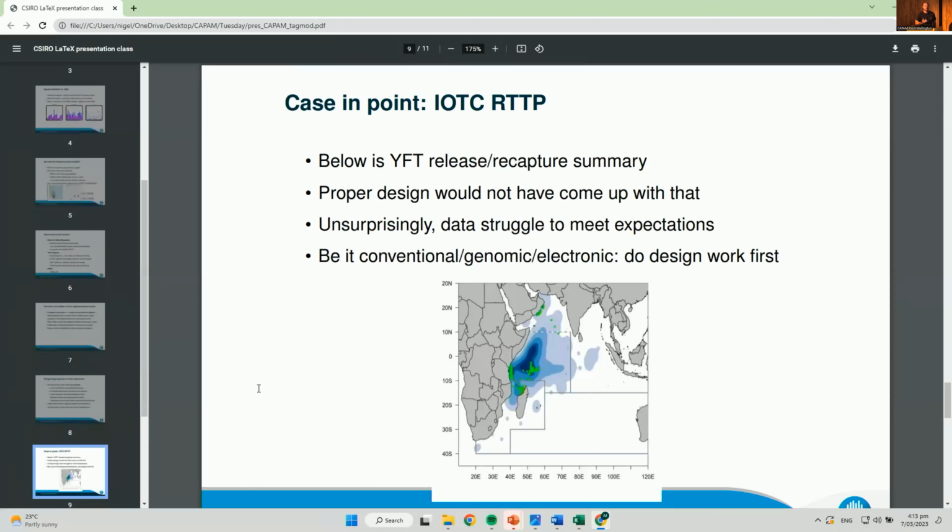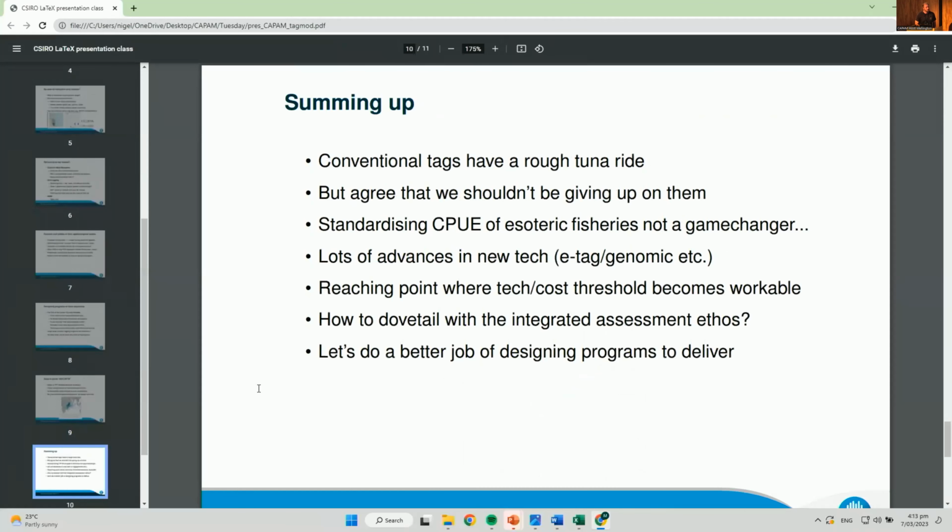Could we do better? Is it better to design a program, talk to the people and say, this is what you'd have to do if you want it to do this, and then say it's too expensive, rather than go and spend that money and not be able to do it? I think that's the question we need to look at. So I don't think it matters whether it's conventional or genomic or electronic. Design, you should do the work first. It's not worth wasting that money if you wind up with something that doesn't really work.